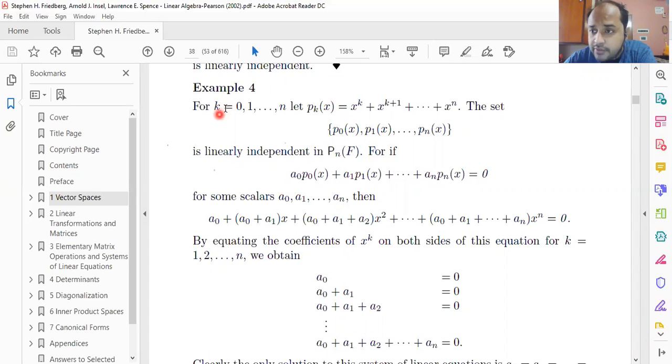When I substitute k equal to 1, we get a polynomial like x plus x squared plus up to x^n. If we substitute k equal to 2, we get polynomial P2(x) as x squared plus x cubed plus up to x to the power n. If we substitute k equal to n minus 1, we get x to the power n minus 1 plus x to the power n. And lastly, for k equal to n, we get the polynomial Pn(x), which is x to the power n. Okay. We have considered all such polynomials in the set given as follows. So we have considered the polynomials P0(x), P1(x), up to Pn(x) together.